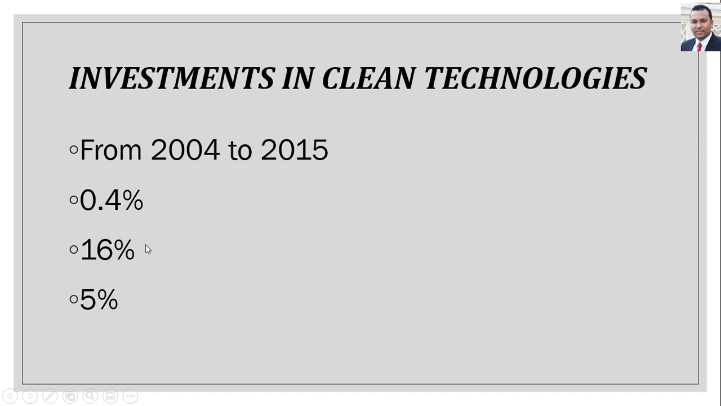But what about the 16%? 16% refers to the growth rate in clean technology investments. What about 5%? This is the average increase in the total world GDP over the time from 2004 to 2015. So, between the years 2004 to 2015, 0.4 is the percent of the total investments in clean technology sectors divided by world GDP, and 16% is the growth rate in investments in clean technologies, comparing with 5%, which is the growth rate for GDP. So you can see that 16% is greater than 5%, there is an increasing growth rate for investment in clean technologies.